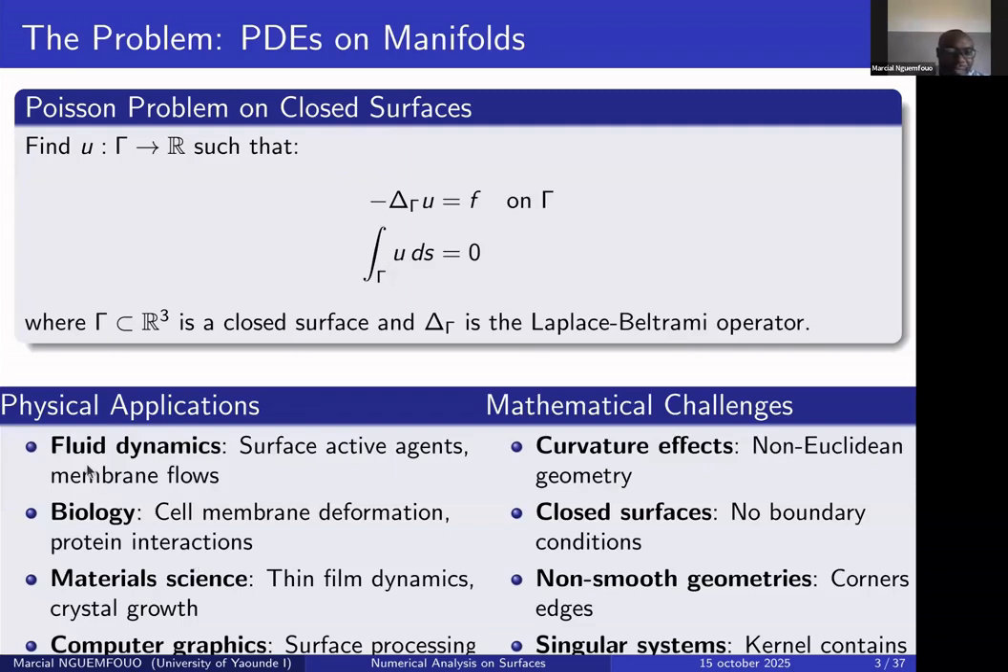This field has some physical applications in fluid dynamics, biology, and material science. On curved surfaces, we have some mathematical challenges like curvature effects and non-Euclidean geometry. Our surface is closed, with no boundary condition, and this surface is not smooth, with corners and edges, and we face some challenges like singular systems. When the system is singular, it is more technical and more complicated.